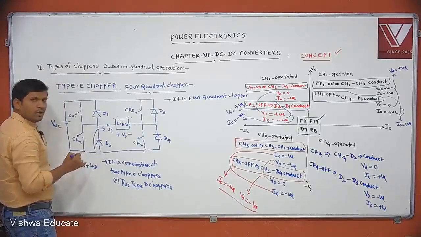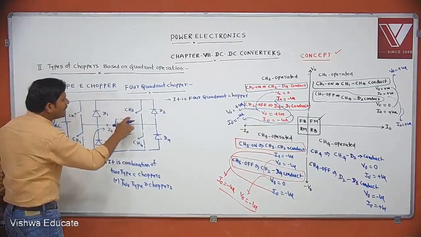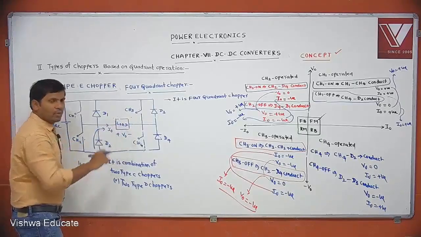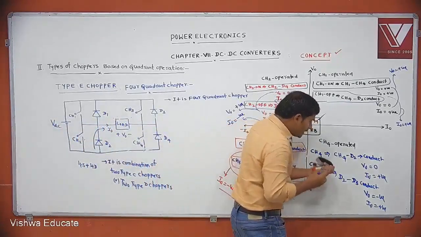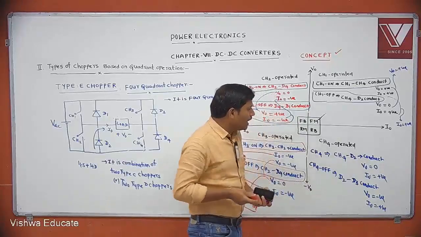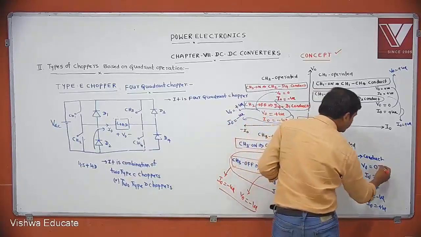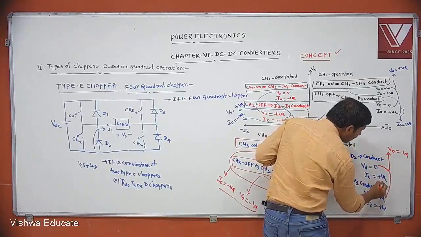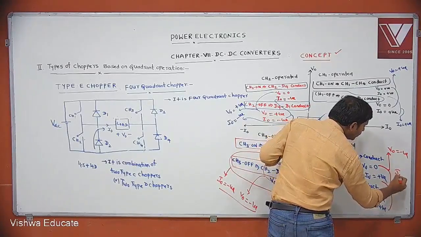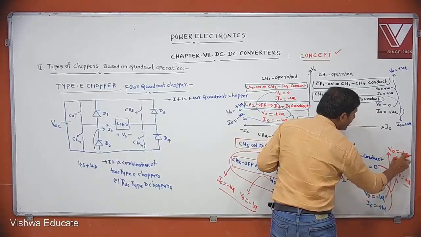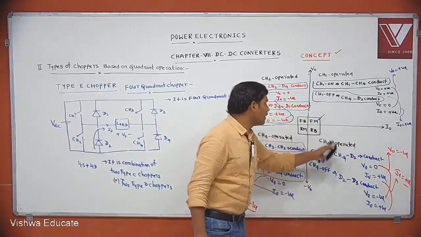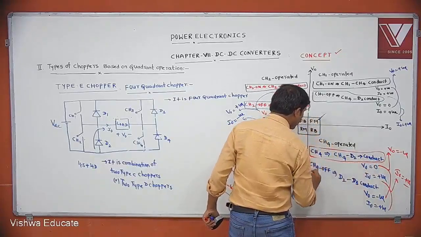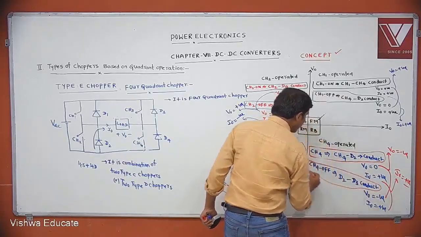The positive wire is connected here and the negative wire is connected here. This is negative, this is positive. Opposite. V0 is negative. Resultant V0 is negative and resultant I0 is positive. Now tell me, V0 negative, I0 positive. Which quadrant? Fourth quadrant. Like this, we can control the chopper in the fourth quadrant.